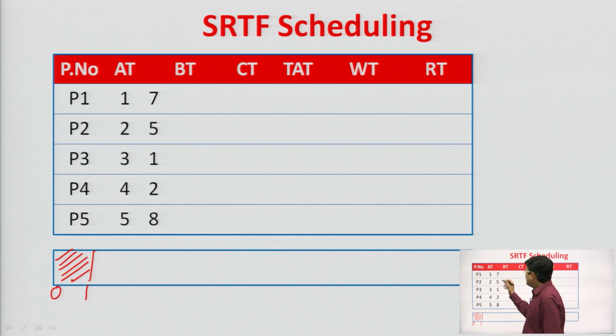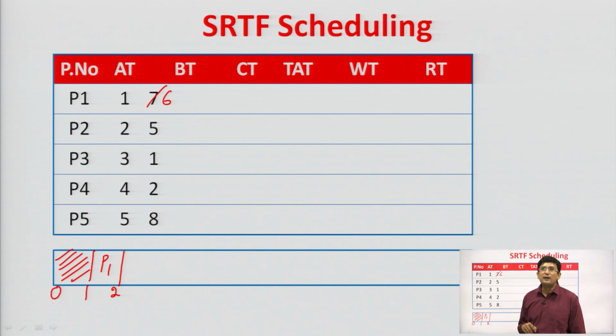At time 1, process number 1 is available. So, let us give process number 1 the CPU for a small duration of, let us say, 1 second or 1 unit, and at time 2 you see which process is shorter, meaning you see whether at time 2 there is any other process which is shorter than the currently running process. So the P1 process is run for 1 time unit, and its remaining burst time is 6.